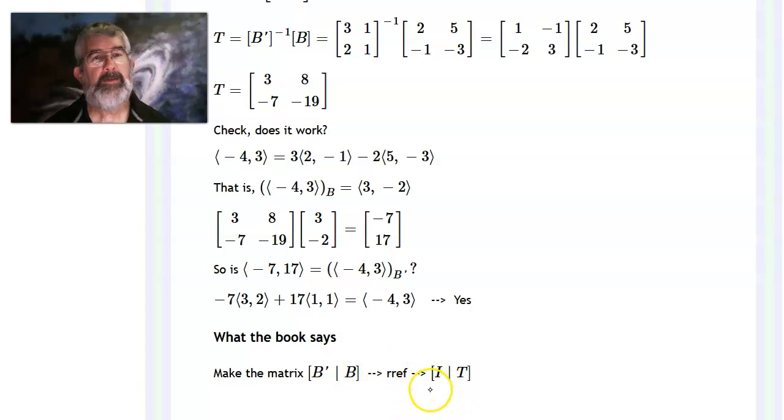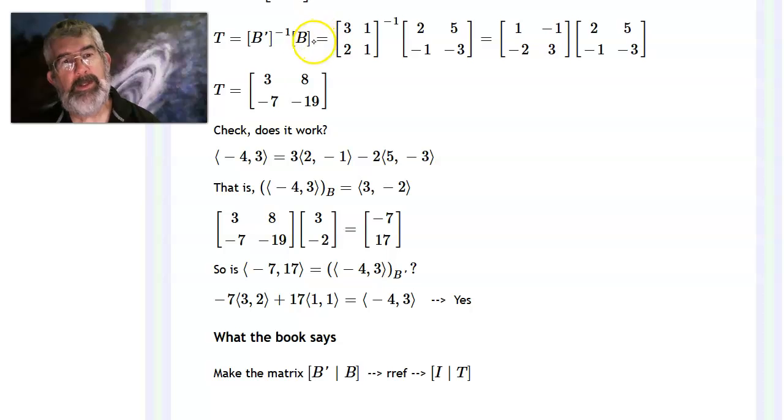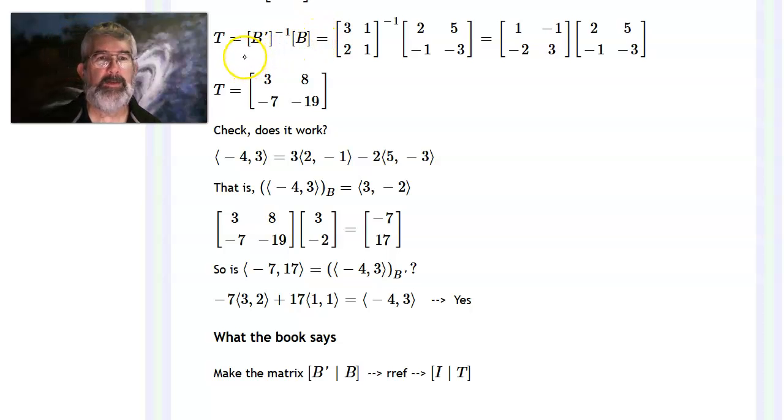Now, in order to calculate the transition matrix, this is a perfectly good way of doing it. However, it's a process for finding the transition matrix, but the result in itself is not the transition matrix. It's just the right-hand side of it that's the transition matrix. Whereas writing it this way, you actually have the transition matrix. It's B prime inverse times B. That converts coordinates with respect to basis B into coordinates with respect to basis B prime.